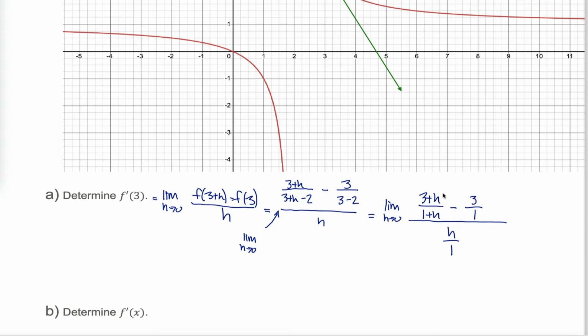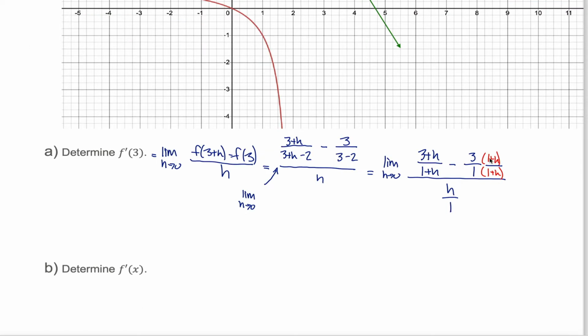I'm almost there, except right now I have 2 fractions up top, not 1 fraction. So what I've got to do is mash these 2 together and make them a single fraction. How do I do that? Well, the way you subtract fractions is you need a common denominator. So I've got to multiply the top and the bottom of this fraction here by 1 plus h, because that will give me a common denominator between these 2 fractions.